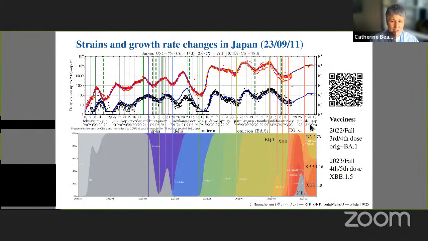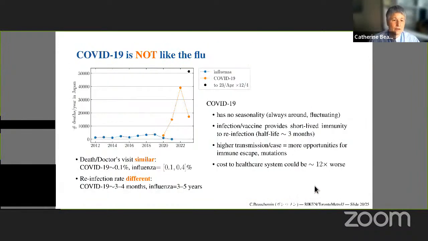The other thing you can see is that when the growth is higher, the rate at which we're cycling through strains is also higher. So the likelihood of discovering a very bad strain is also increasing. So I want the message to be very clear that COVID is not like the flu. So over here, I've taken the liberty of plotting the number of deaths every year from influenza. And at the top, what you can see is the number of COVID deaths in the last few years.